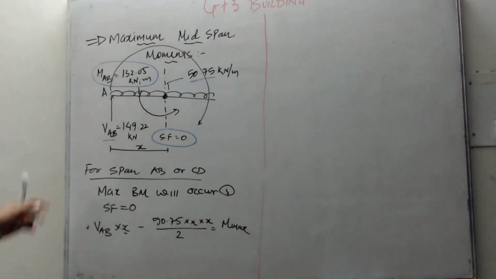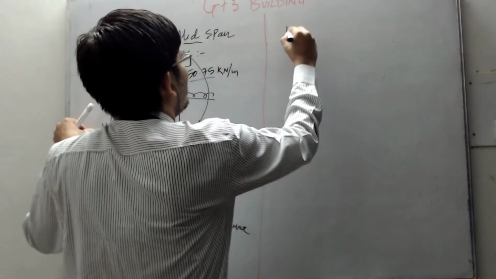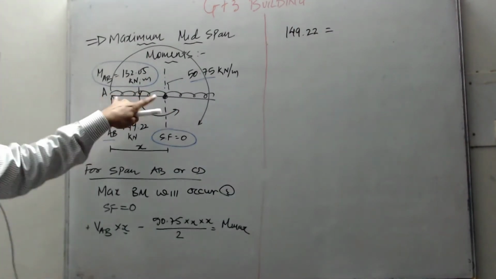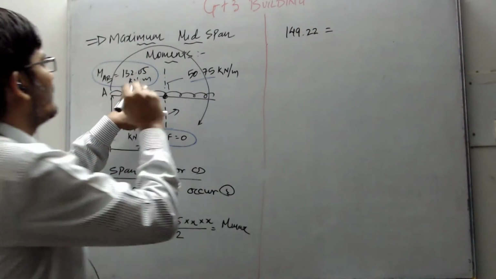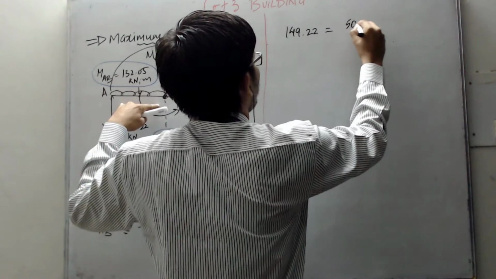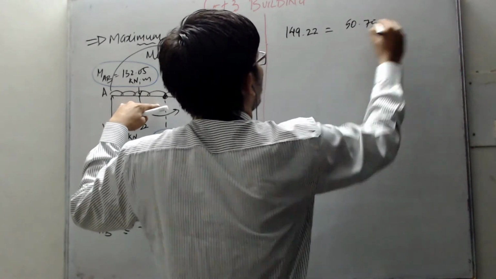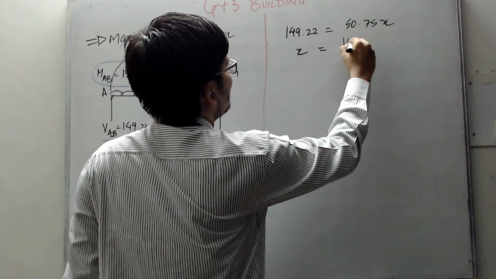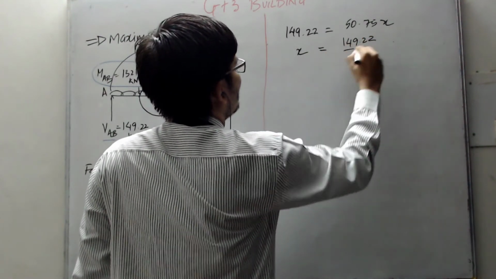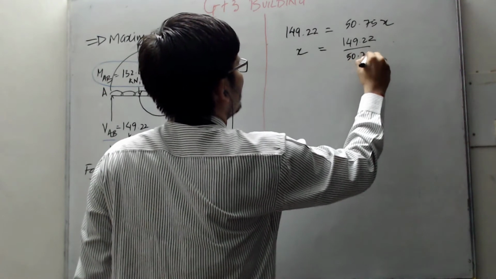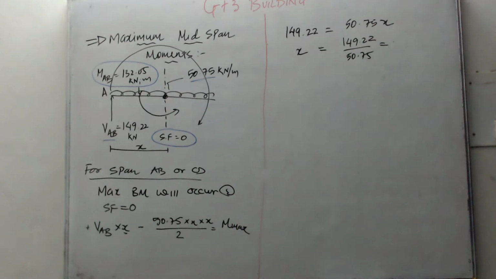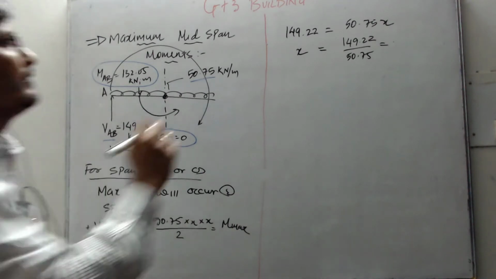149.22 is my shear force. This will be equal to the point load of this, 50.75 into x. So from this you can easily calculate the value of x. It is 149.22 divided by 50.75. If you find this value, it comes out to be 2.94. So this is 2.94 meter from point A.